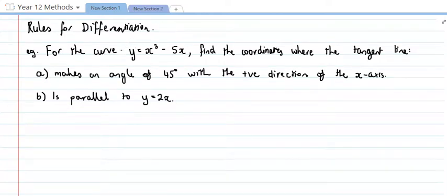Righto, so in this question we're looking for the coordinates as to do with a tangent line, and it's to do with the tangent line making an angle of 45 degrees with the positive direction of the x-axis, or with it being parallel to another line. So in both cases to do with the gradient, and so straight away I'm going to calculate the gradient as dy/dx equals 3x squared minus 5.